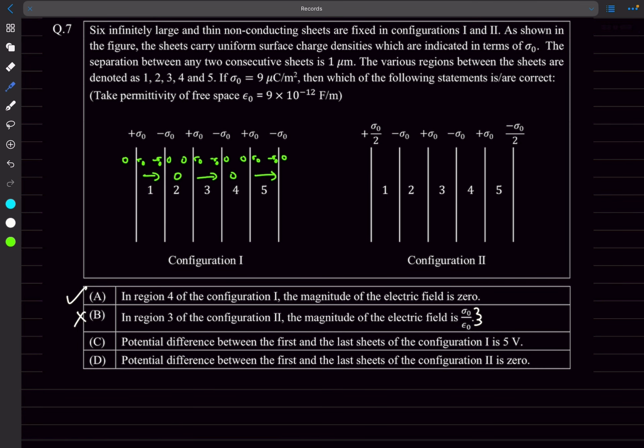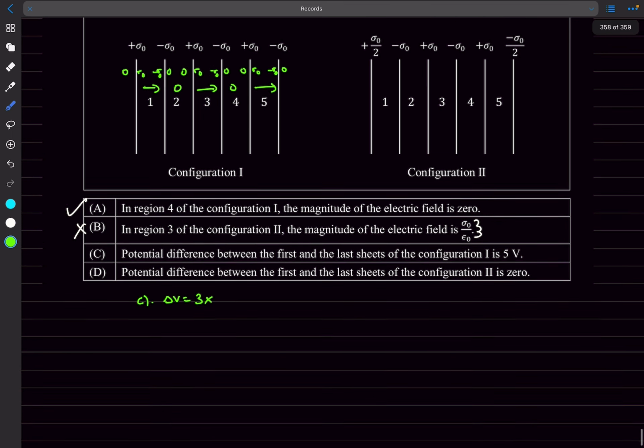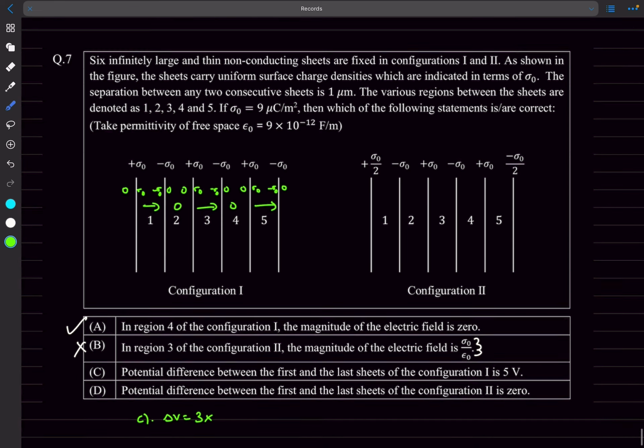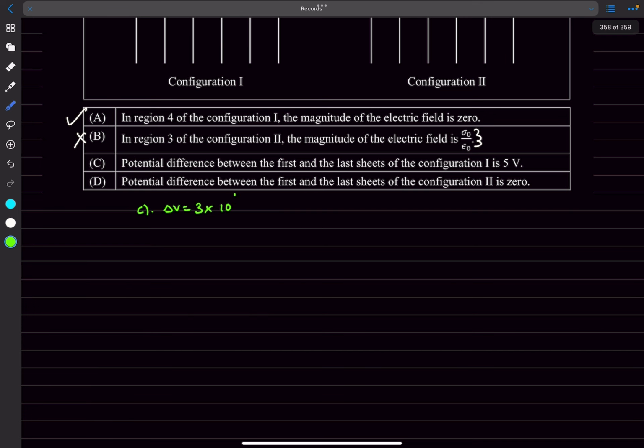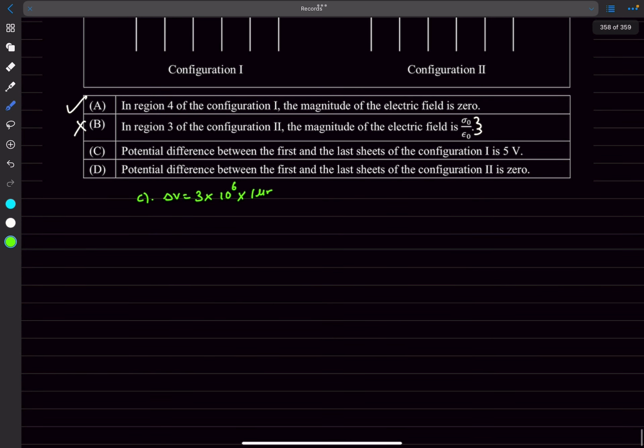Now they're asking the potential difference between the first and the last sheet. So the magnitude of potential difference will be 3 ED basically, right? So for C option, delta V is 3 times the electric field, which is sigma naught by epsilon naught. Sigma naught is 9 microcoulomb per meter square. Epsilon naught is 9 into 10 power minus 12. It will be 10 to the power 6 times D, and D was given to be 1 micrometer. So the answer is 3 volt. Okay, so C would be wrong.